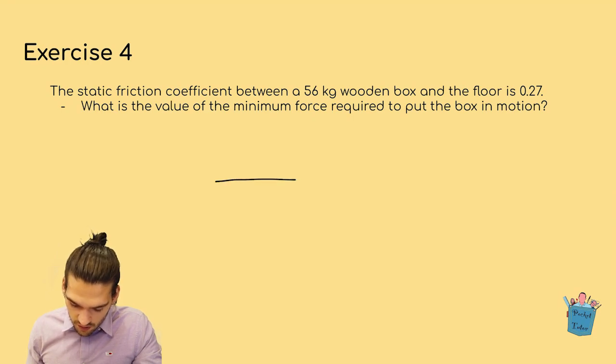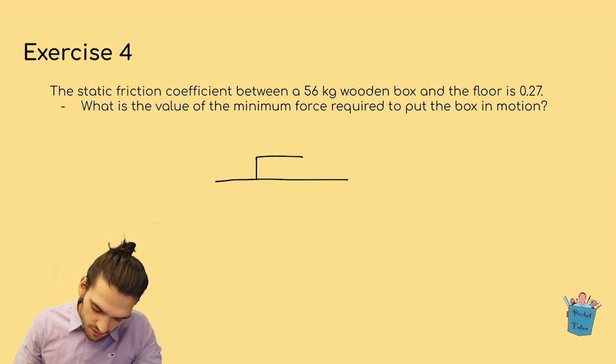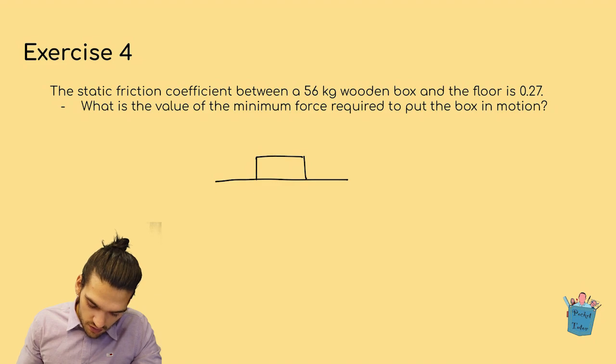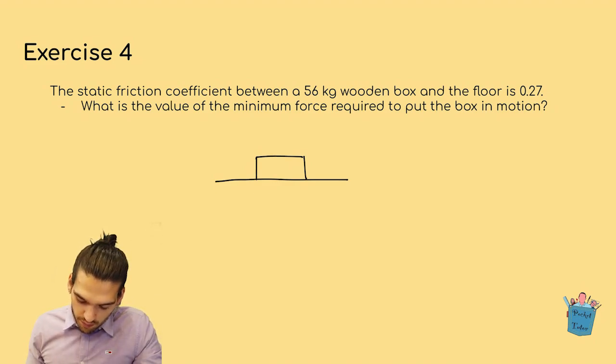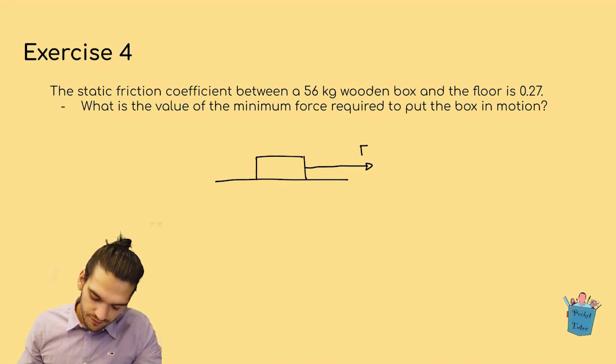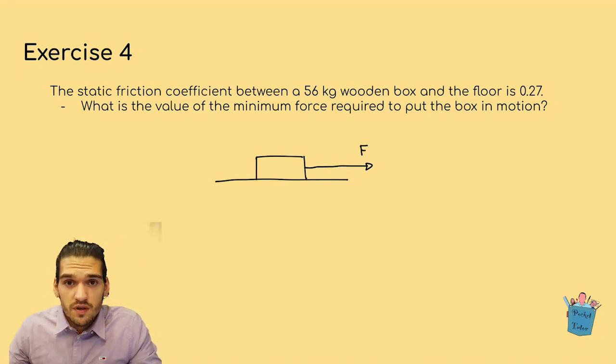We have a floor, we have our wooden box, and we know its mass. So let's assume that we are pulling the box from this side with a force F. In order to put the box in motion, we need to apply on it a force that is equal or greater than the friction. And in this case, we have the static friction since the box is still.